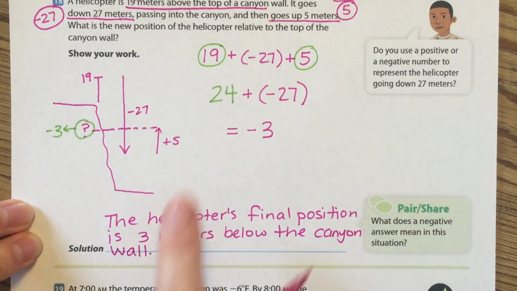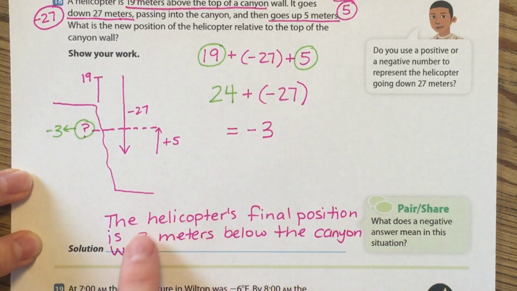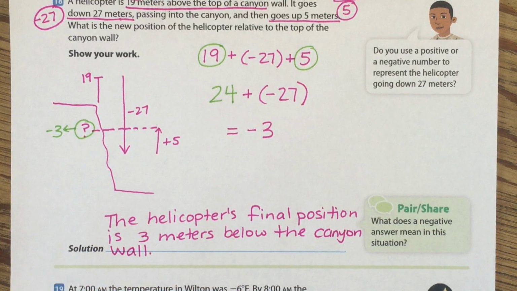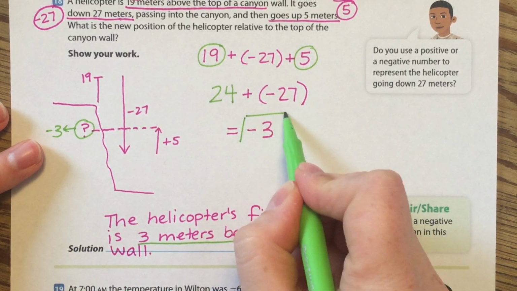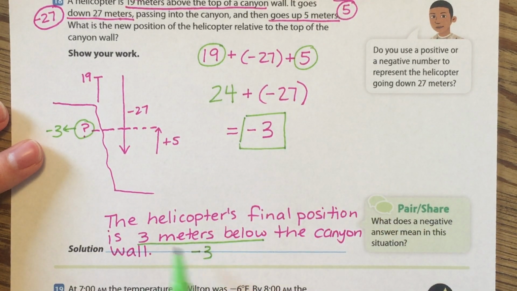And once again, I know that I said that my answer was negative 3, and here I see a 3 that doesn't have a negative in front of it, but since I used that keyword below, I have 3 meters below, I've taken into account the fact that it's a negative quantity. So 3 meters below means negative 3.